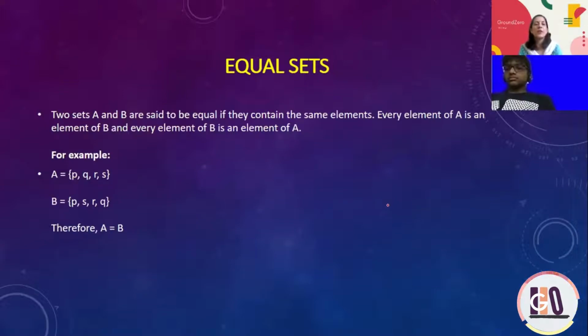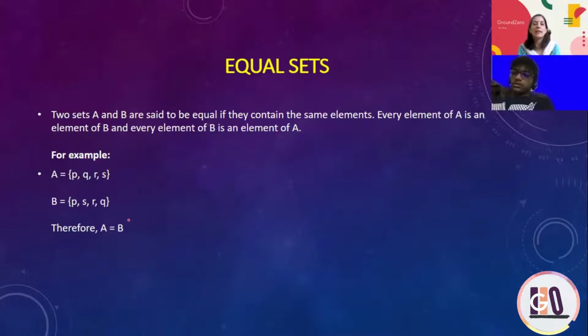Now what are equal sets? Two sets A and B are said to be equal if they contain the same elements. Equal means same, but the order could be random. For example, one set could be 1, 2, 3, 4 and the other set could be 4, 3, 2, 1, but still both of them will be equal. All the numbers are the same. Exactly. You can see here A is equal to B. If the elements are the same, they are equal sets.